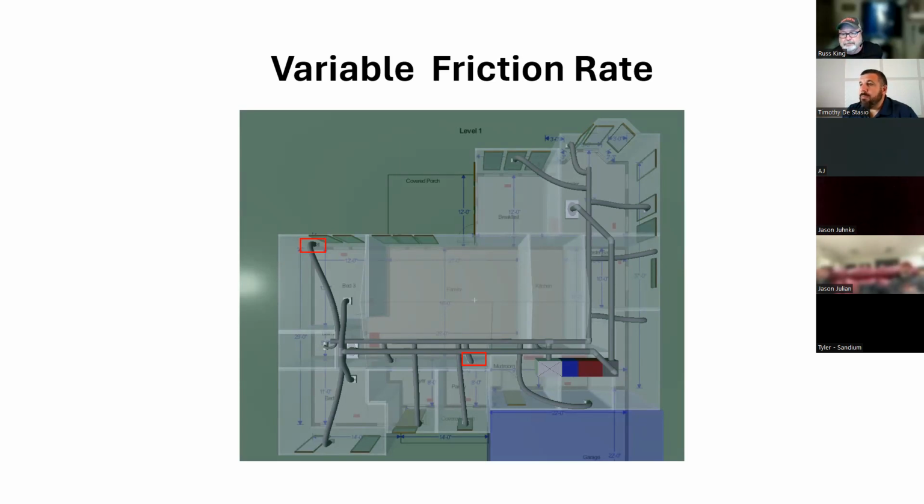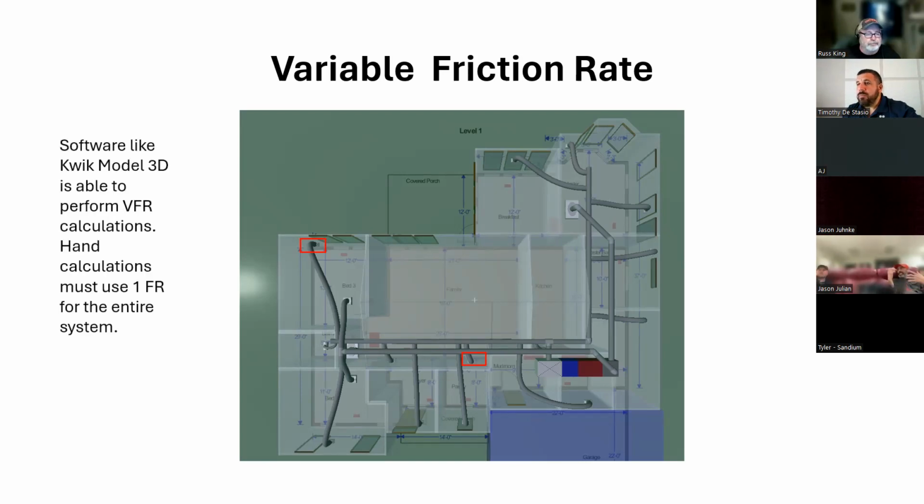But the problem with doing it manually is that you have to size everything for the worst case scenario. So use Quick Model. Quick Model uses variable friction rate. You don't have to worry about it. One duct may be a 7 or an 8. The other one might be a 6, and you can just send it. So again, don't do this by hand. Please just give Russ your money and get Quick Model and just do it right.